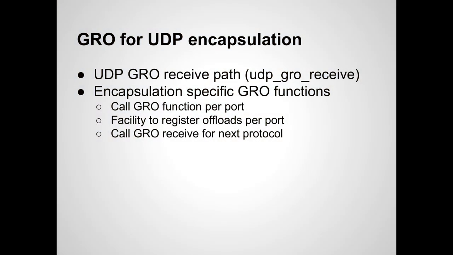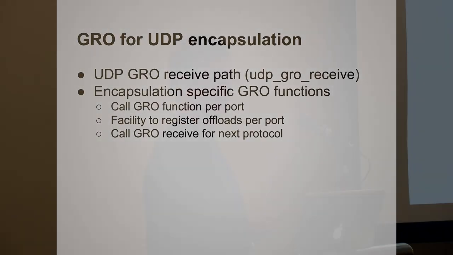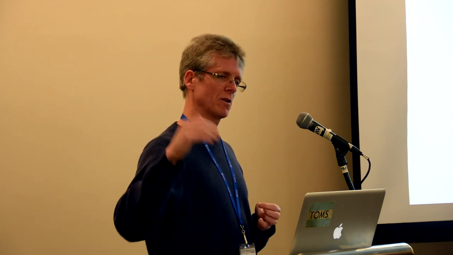So for the encapsulation, we needed to actually create an encapsulation-specific GRO function per port. Tom Herbert did a nice implementation where we can register the set of GRO functions per port. So when an encapsulation packet comes in over UDP, it's the destination port that tells us what the encapsulation protocol is. So in GRO, we need to take that port, look up to find the exact function to call, and we call that function, and then that particular GRO function will handle the details of that encapsulation layer. The details of that encapsulation layer are similar to other GRO functions. We need to match that this packet matches that packet, it's encapsulated the same way.